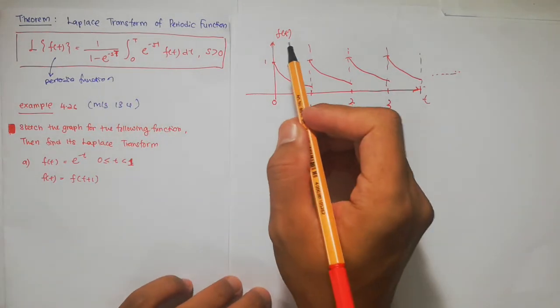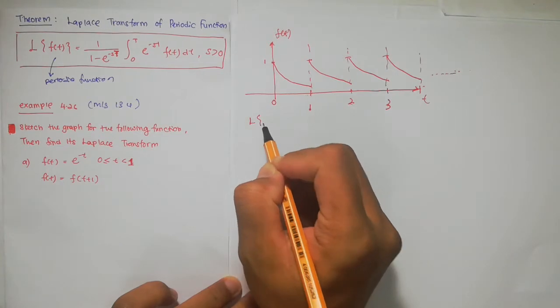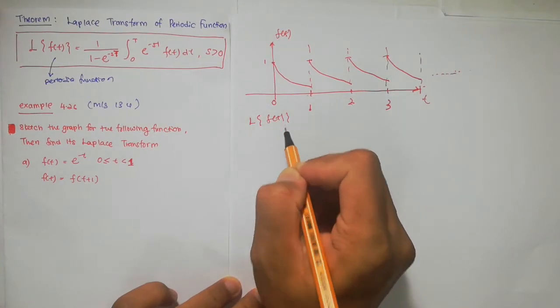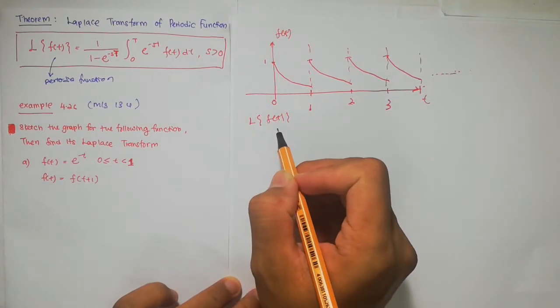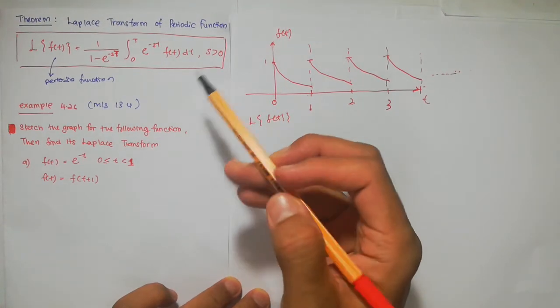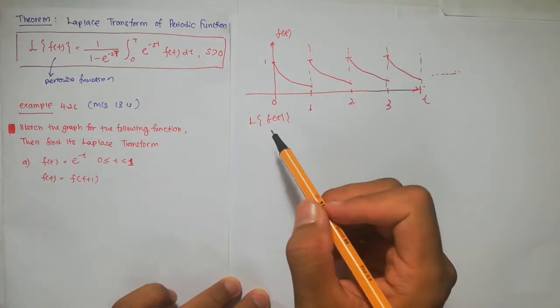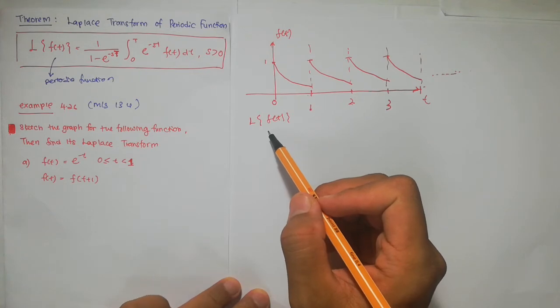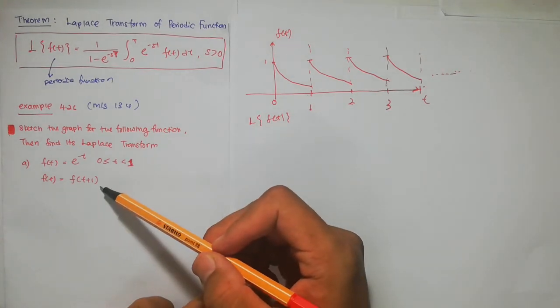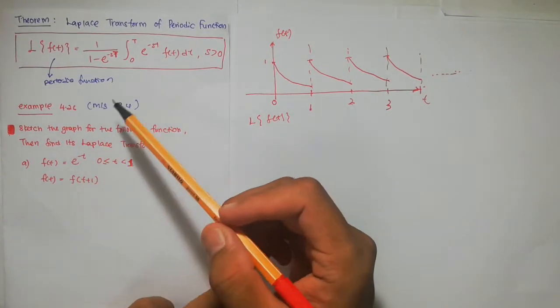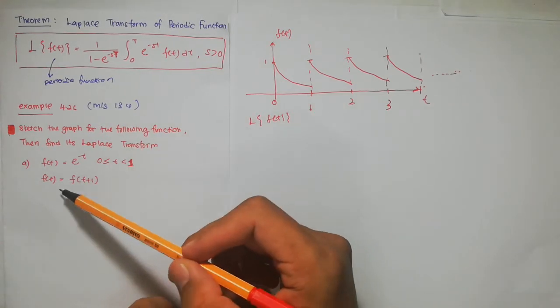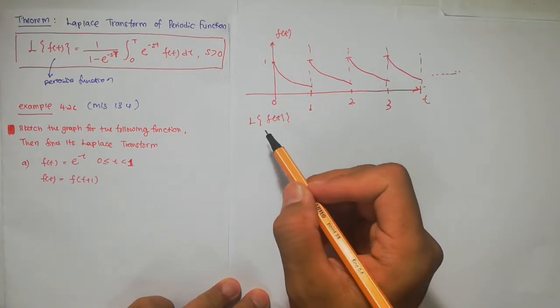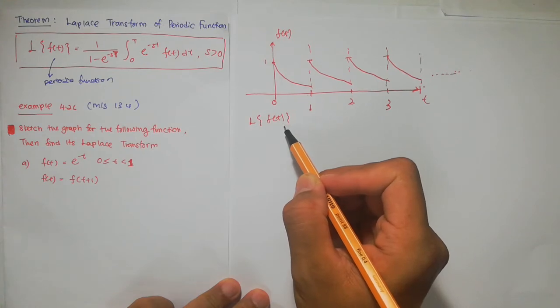Okay, so if you want to find the Laplace transform for this f(t), you need to remember that f(t) is a periodic function. If it's not a periodic function, you cannot use this theorem. So you must make sure that f(t) is a periodic function, where you need to look into this condition. So you have the Laplace transform for a periodic function f(t).